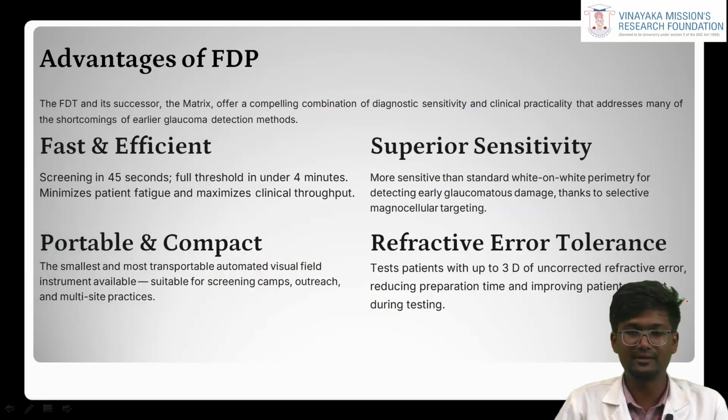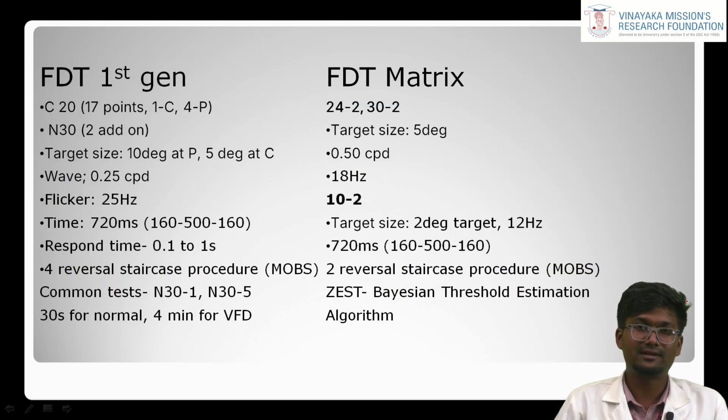Advantages of FDP, as we discussed: it is fast and efficient, only 45 seconds required for the screening tool, and it has superior sensitivity. It is portable and compact. Refractive tolerance is up to 3 diopters. This was the key difference between the first generation and second generation frequency doubling perimetry.